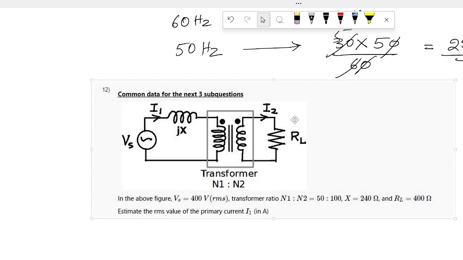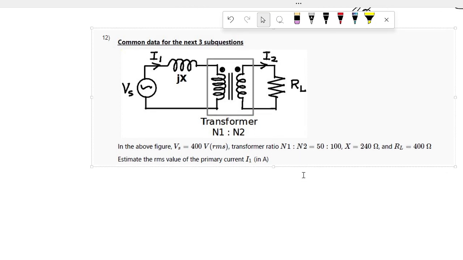Now, next question. We have a transformer which is fed by a source, with an inductive load connected in between the primary of the transformer and the supply voltage. They have given that the supply voltage is 400 V RMS, the transformation ratio N1 to N2 is 50 by 100, X is 240 ohm, and the load resistance RL is 400 ohm. Now you have to estimate the RMS value of the primary current I1.